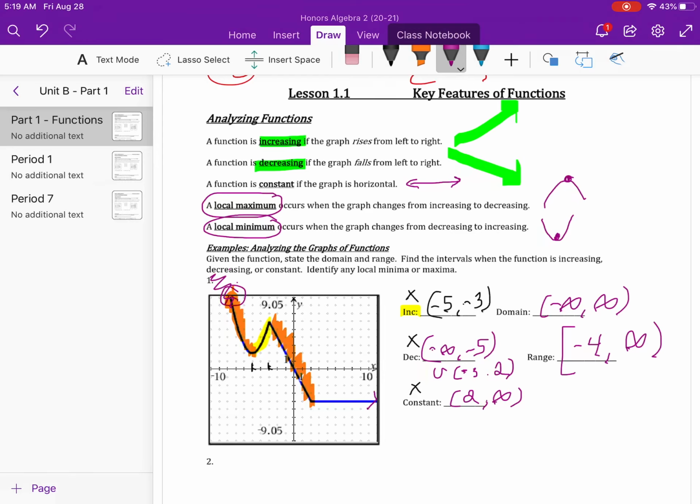So remember, we're talking about x values for increasing, decreasing, constant. And then for the domain, we're talking about x values. And for the range, we're talking about y values. Okay? The last thing this asks us to do is to identify any local minimum or maximum. So let's look at our graph. There's a local min right here. And what we're going to say is there's a local minimum.